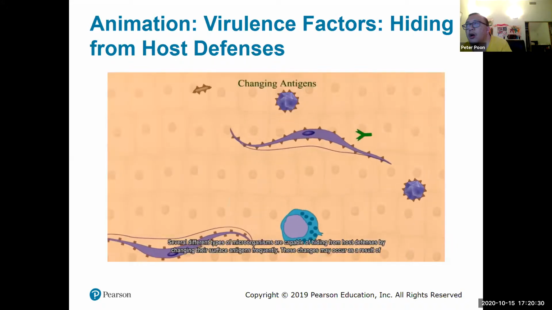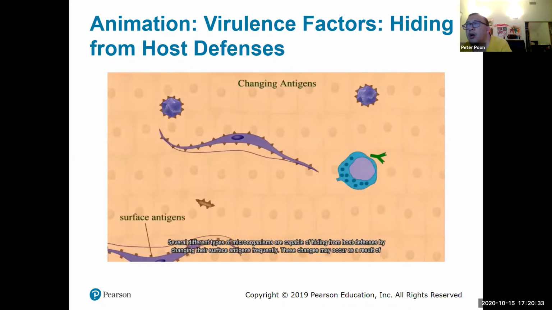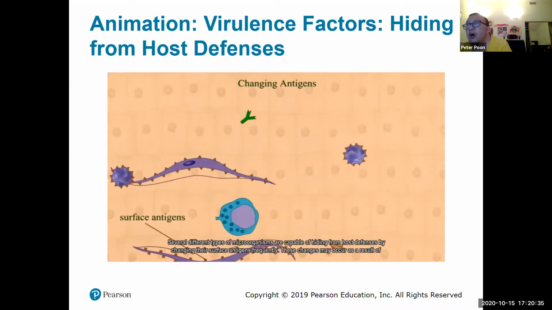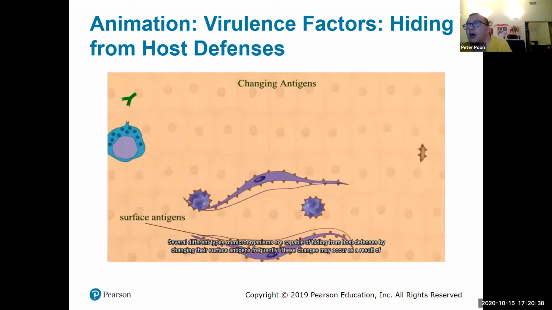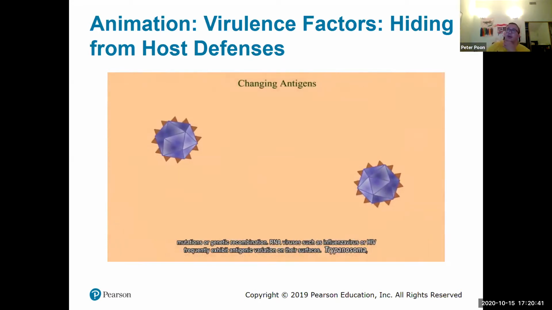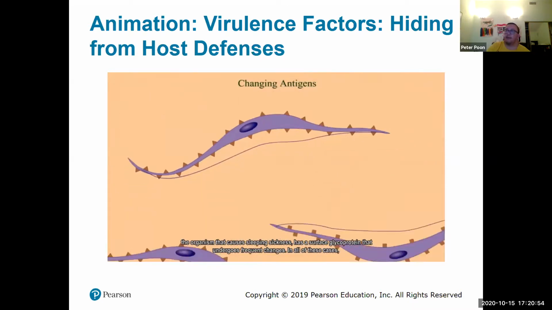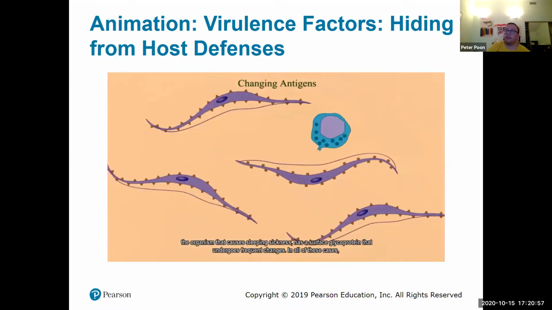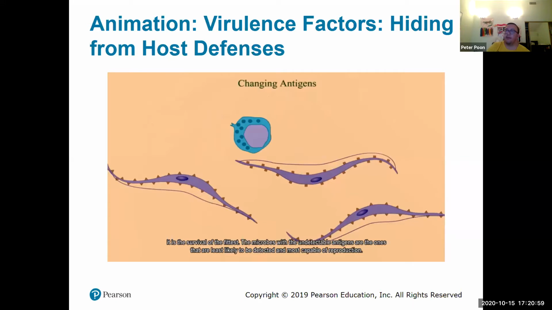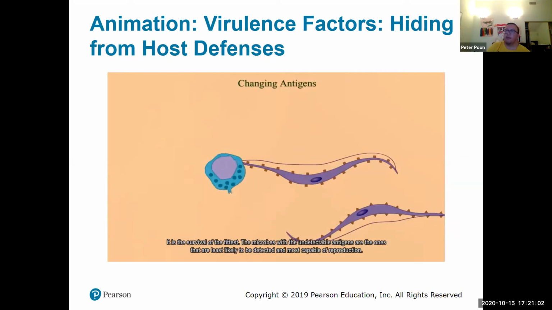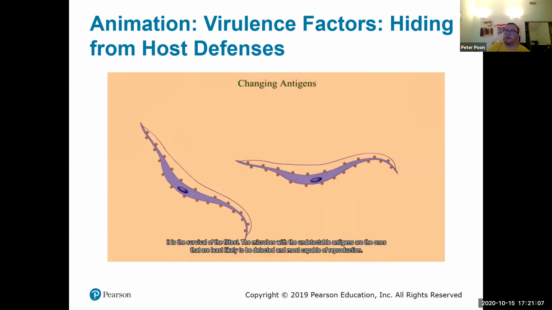Several different types of microorganisms are capable of hiding from host defenses by changing their surface antigens frequently. These changes may occur as a result of mutations or genetic recombination. RNA viruses such as influenza virus or HIV frequently exhibit antigenic variation on their surfaces. Trypanosoma, the organism that causes sleeping sickness, has a surface glycoprotein that undergoes frequent changes. In all of these cases, it is the survival of the fittest. The microbes with the undetectable antigens are the ones that are least likely to be detected and most capable of reproduction.